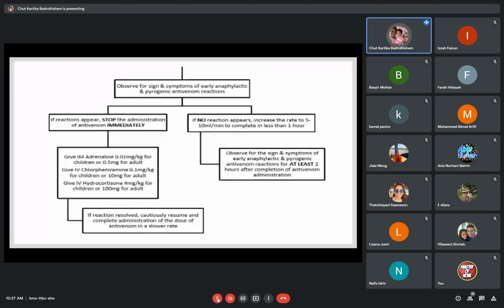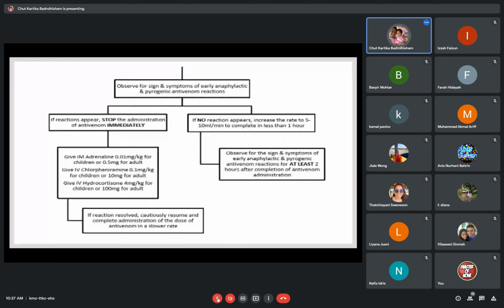If the reaction has resolved and the patient is okay, we resume the administration of the antivenom at a slower rate than before. Before, we gave 1 to 2 cc per minute. Maybe we give half, 0.5 cc per minute. If no reaction appears, we increase the rate, a bit faster, 5 to 10 cc per minute, to complete in less than 1 hour. And then we keep on observing, because we are giving antivenom that we have hardly ever given to anyone, for at least 2 hours after completion of antivenom administration.